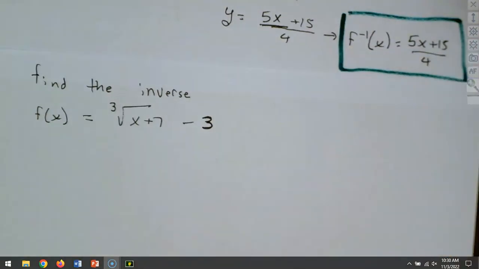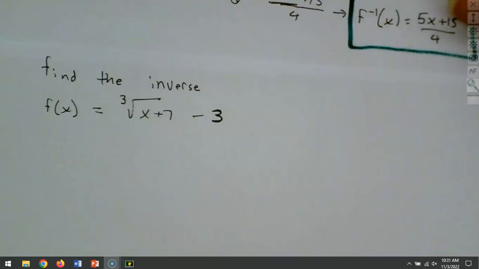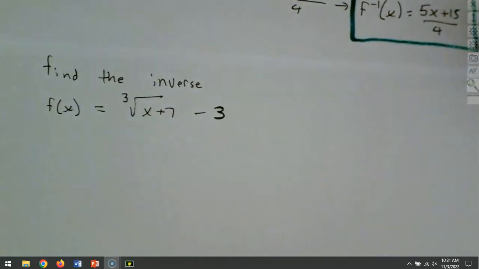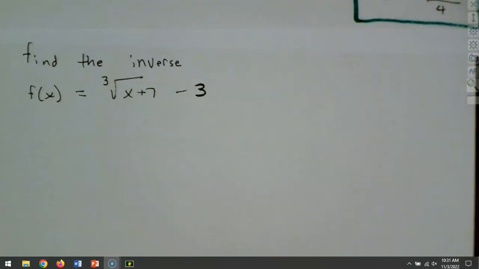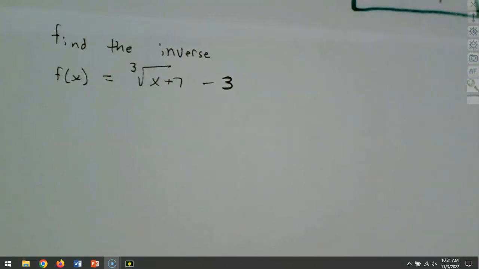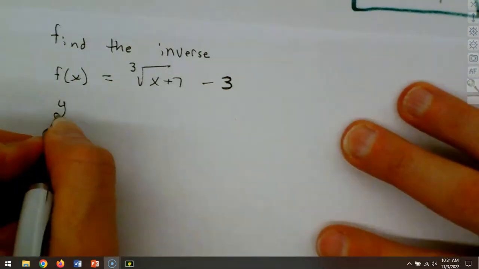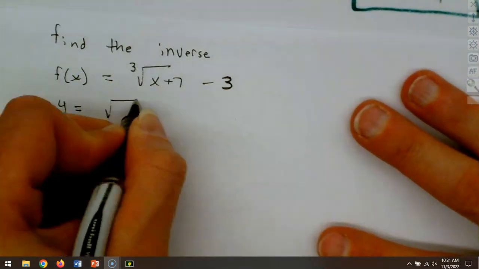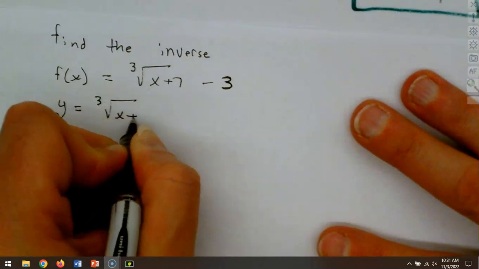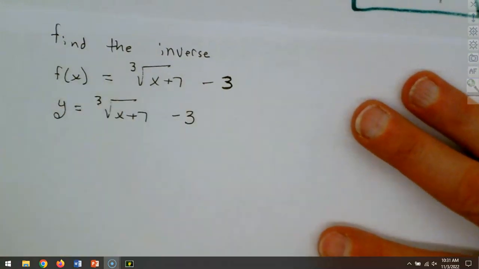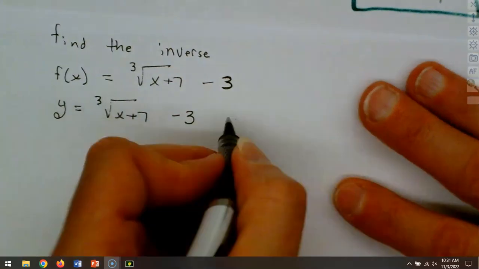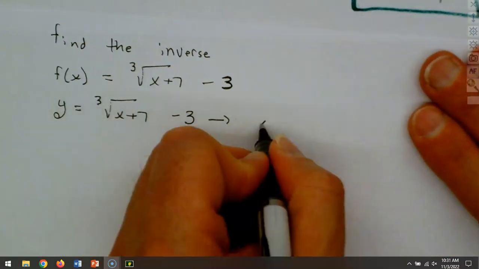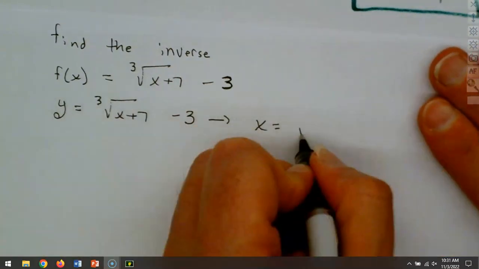So let's work with this one. We're going to find the inverse here. So what's the first thing I need to do? Does it have an inverse? Yes. How do I know? Does it have any squares? Nope. So it has an inverse. Okay. Cube roots have an inverse. So I replace f of x with y.